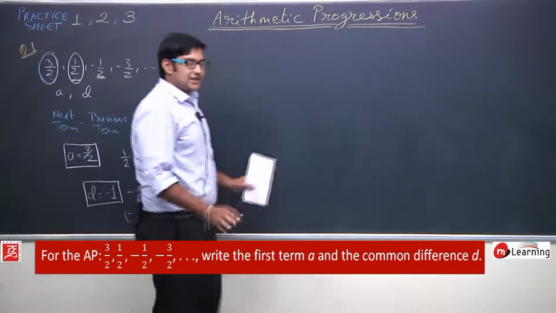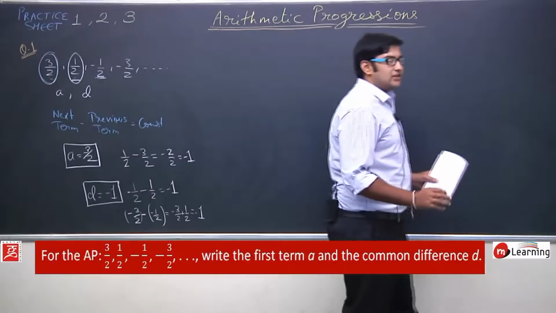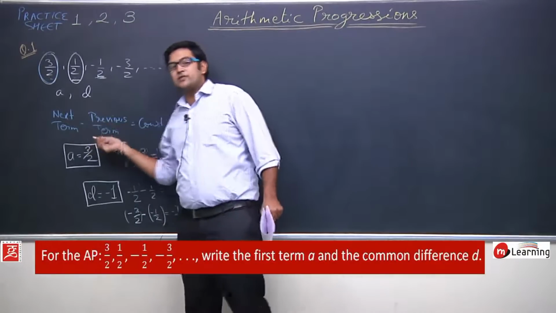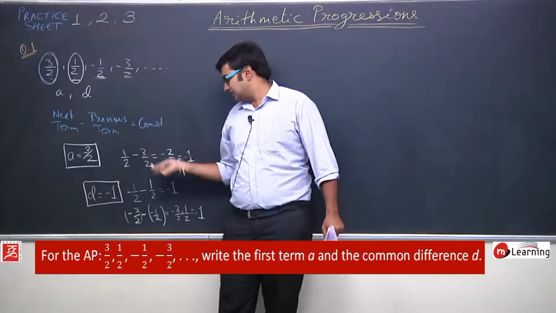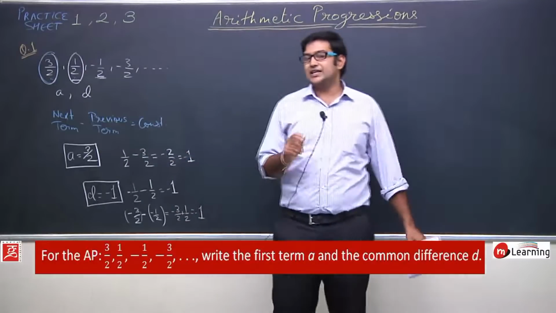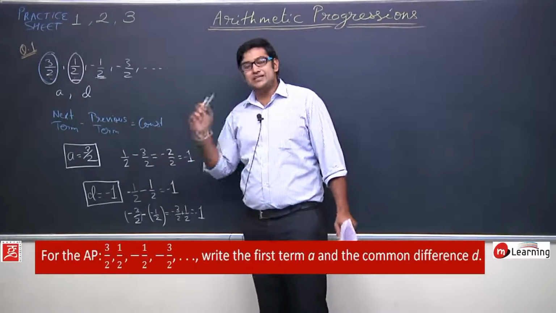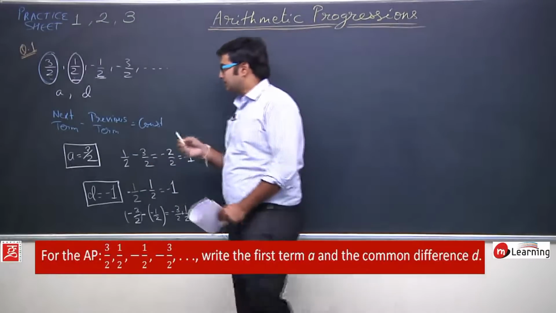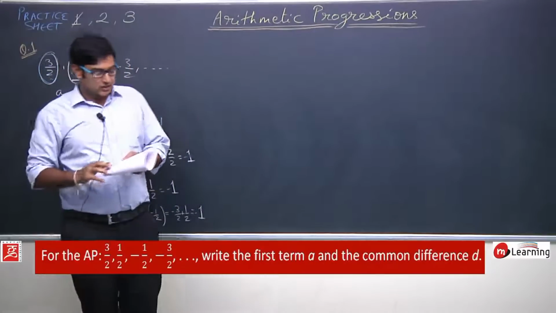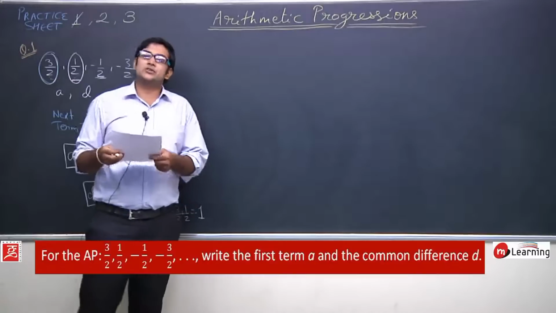So I can clearly see that the common difference, the next term minus previous term, the value of this expression is a constant. It is minus 1 here also, and here also. That's why I can say the common difference for this AP is minus 1. Okay, so this is the solution for the first question. It's a very simple question. Now let us move to the second question.